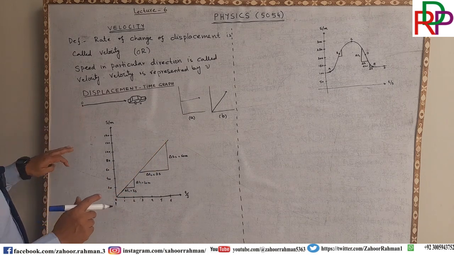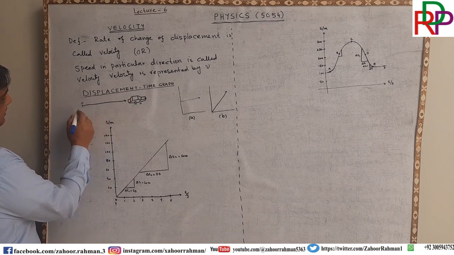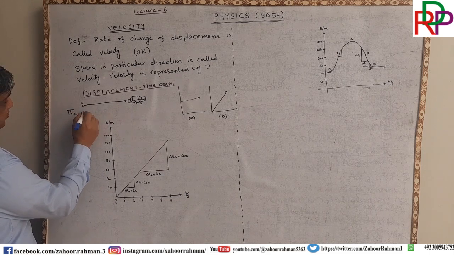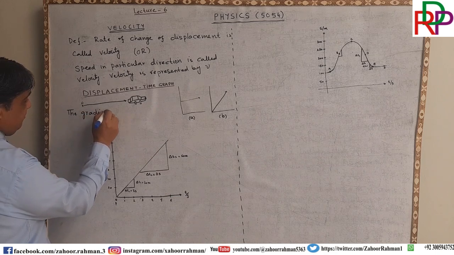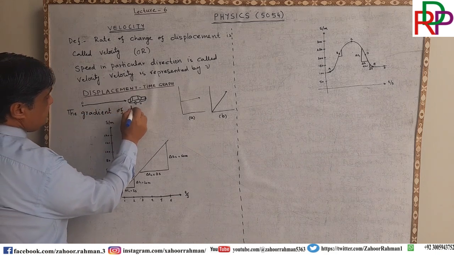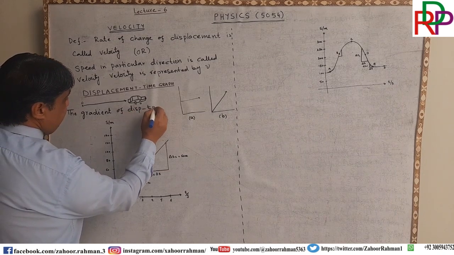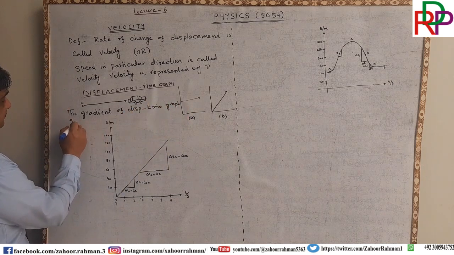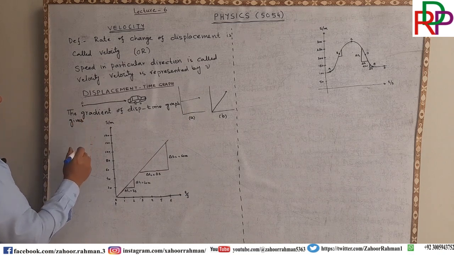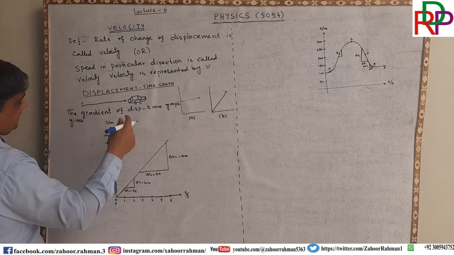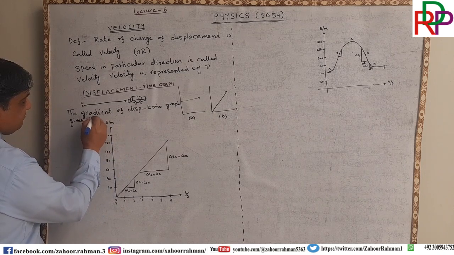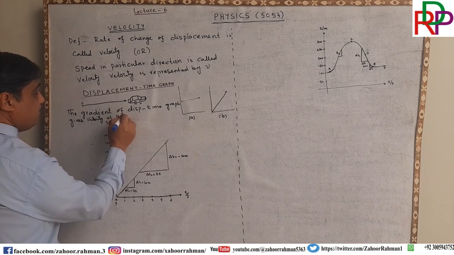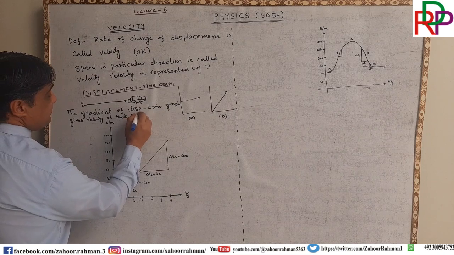The gradient of the displacement time graph gives the speed, or rather velocity, at that particular instant.